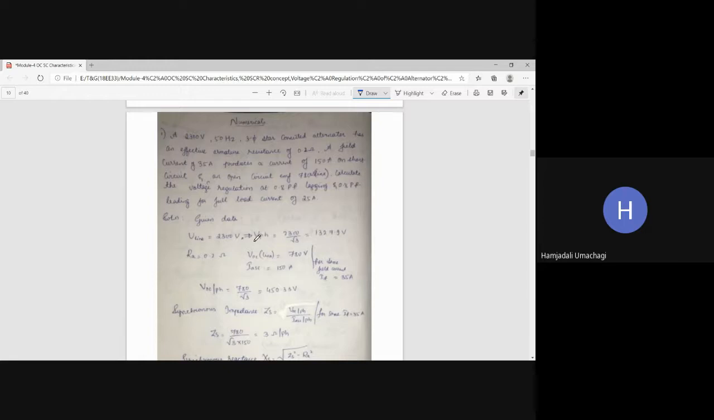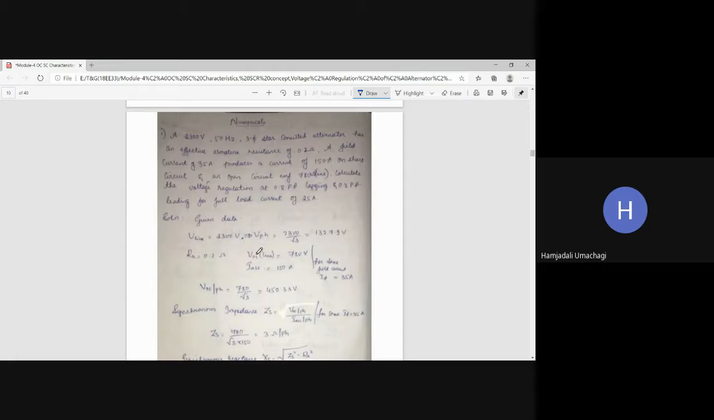So phase voltage VPH is V line by √3, VPH is equal to 1327.9 volts. Then from the problem statement, it is also given the armature resistance RA, which is 0.2 ohm. So this is the 0.2 value. Then now we'll concentrate on the open circuit OCC data and SCC data.